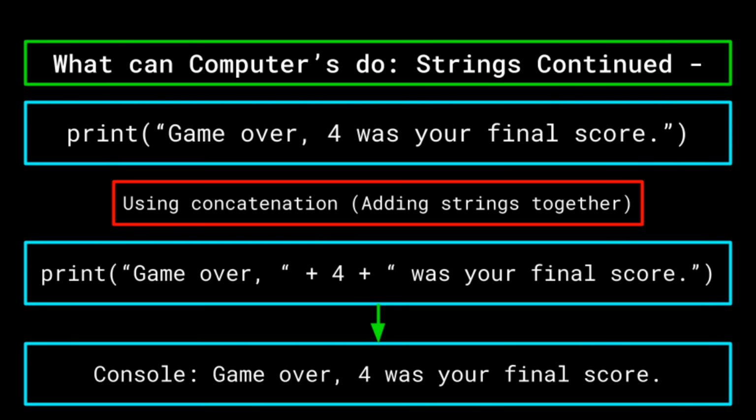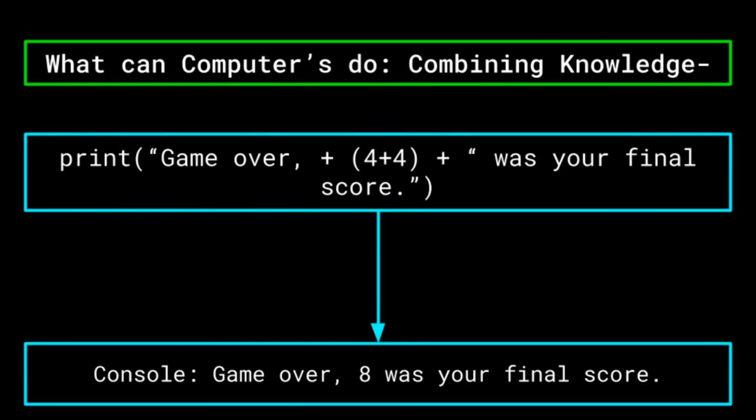We could also combine the 2 lessons we've learned thus far and do something such as game over plus 4 plus 4 plus was your final score. In the case, let's say, where you have a game which gives you a base score and then 4 points for a certain task that you completed. This demonstration also displays another important part of programming, which is that oftentimes, to get your program to be the most efficient, you have to combine aspects of code.